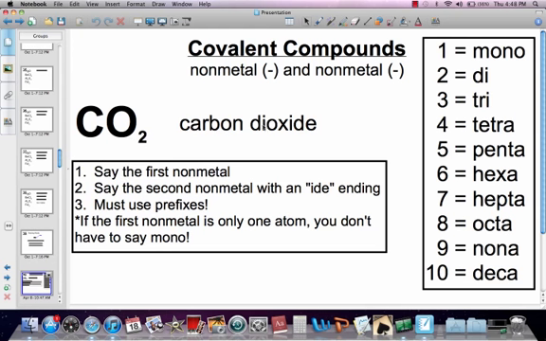Carbon dioxide. Now, if the first nonmetal does not have a subscript, and it's just one, then you do not have to say mono. Notice I didn't say monocarbon dioxide. But if it does have a number there, then you do have to use the prefixes. The prefixes you guys should have memorized. 1 is mono, 2 is di, 3 is tri, 4 is tetra, 5 penta, 6 hexa, 7 hepta, 8 octa, 9 nona, and 10 deca.